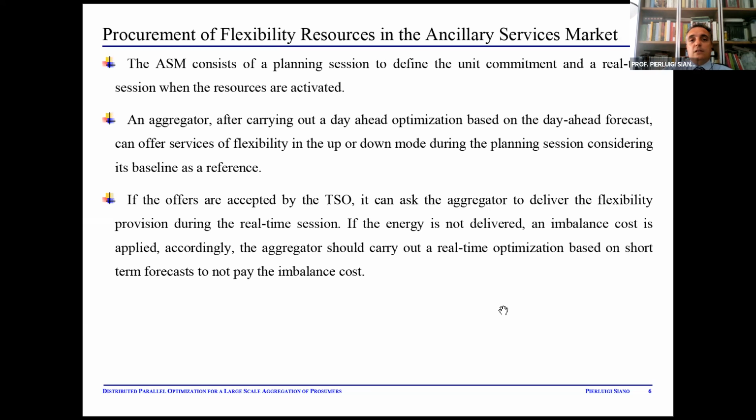If these offers are accepted by the system operator in the ancillary services market, the latter can ask the aggregator to deliver the flexibility provision during the real-time session. So if the energy is not delivered according to the day-ahead offer, an imbalance cost is applied. For this reason, the aggregator should also carry out real-time optimization based on short-term forecasts in order to not pay the imbalance cost.